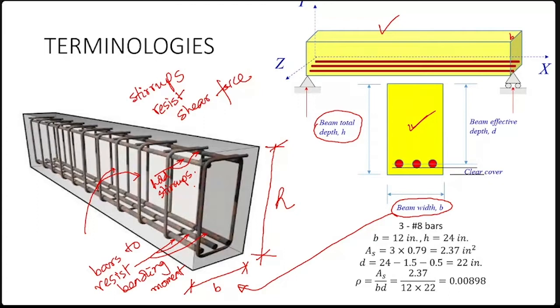So we may have, for example, this beam has 3 bars. That is why I have shown 1, 2, 3 here. So we have 3 number 8 bars. Now, if you remember the area of 1 number 8 bar, the area of one number 8 bar is 0.79. So steel area here will be 3 into 0.79.